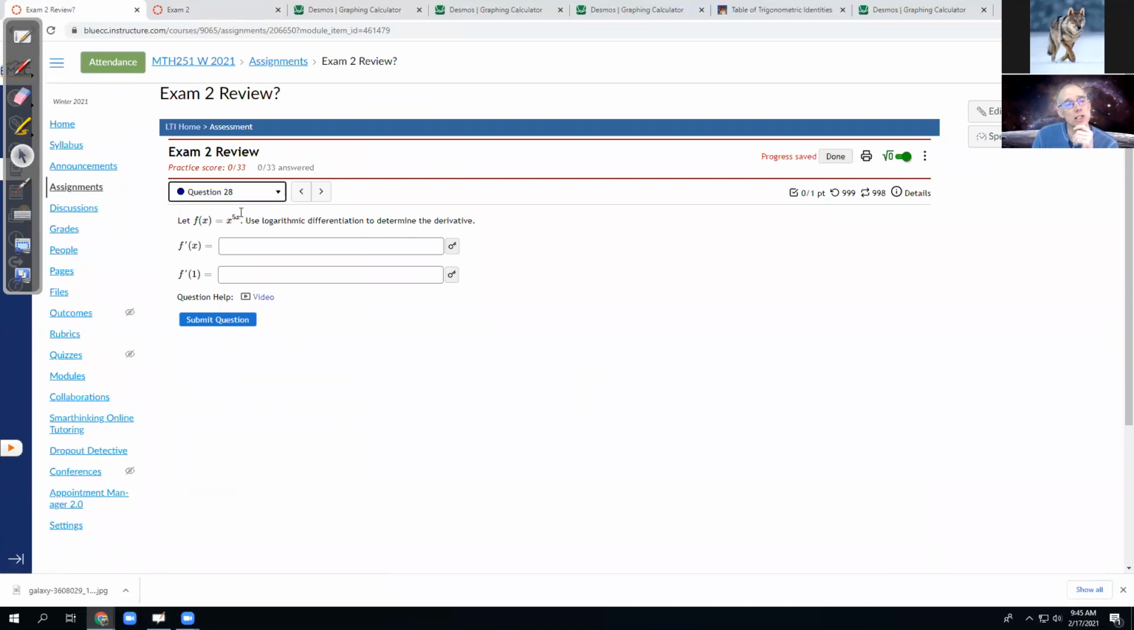Okay, x to the 5x. So this one says use logarithmic differentiation. There's a few examples of this in the book, and I did one yesterday. So let's do that. Excellent question.